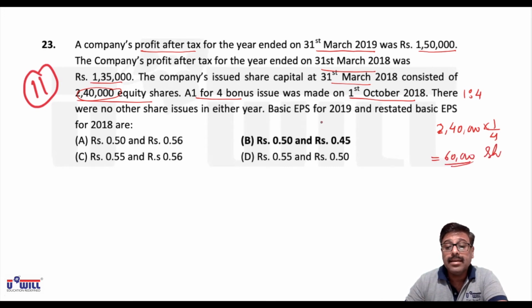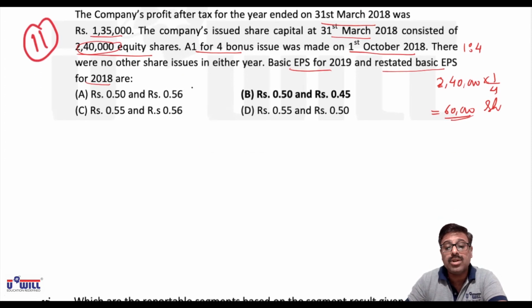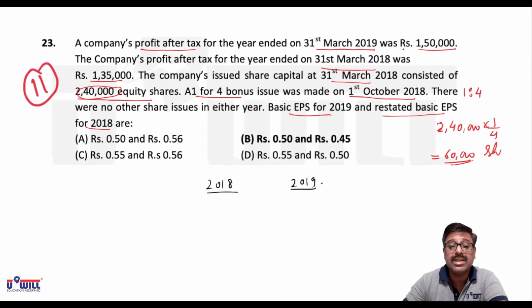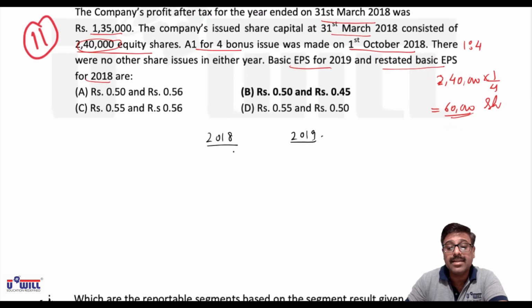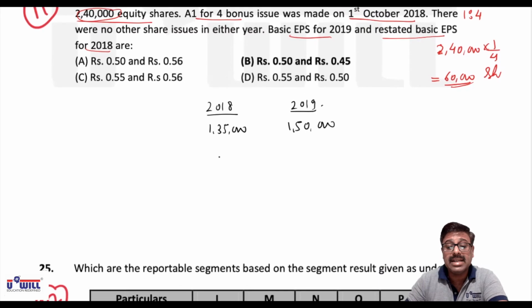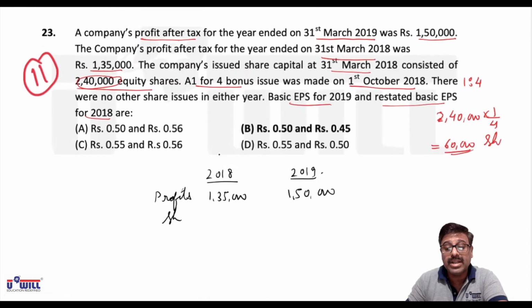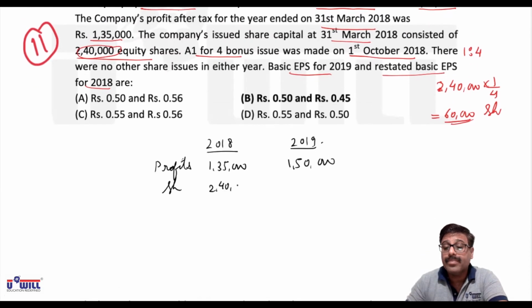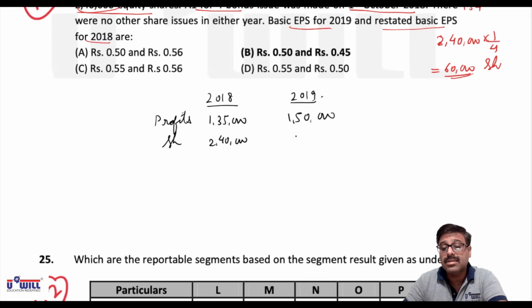Now they say basic EPS for 2019 and restated EPS for 2018 are. So actually, if you all remember, we used to do this in 2 columns, 2018 and 2019. Now, first of all, net profit for both the years are 1,35,000 for 2018 and 1,50,000 for 2019. And the number of shares actually are 2,40,000, and here 2,40,000 plus 60,000, 3 lakhs.